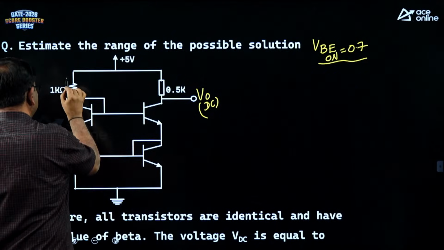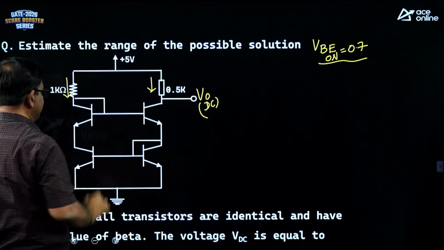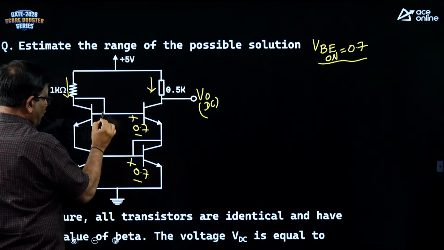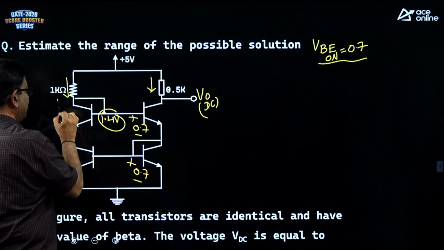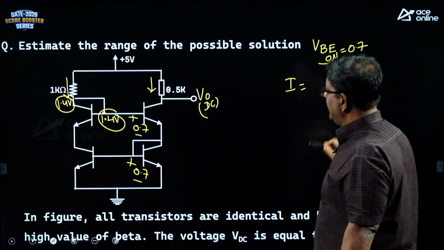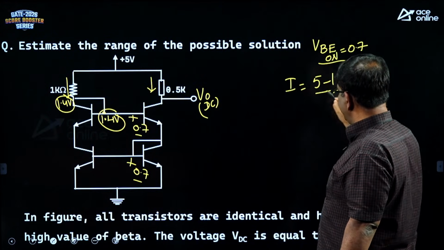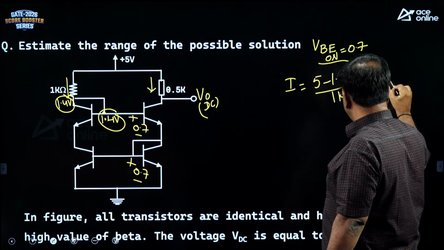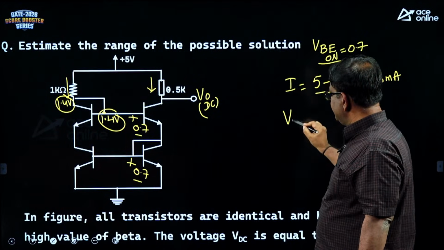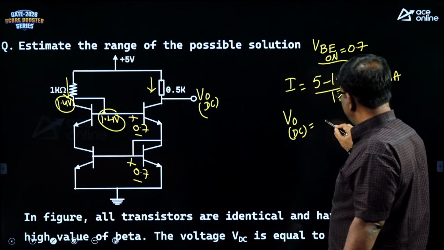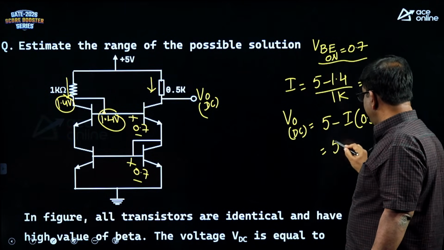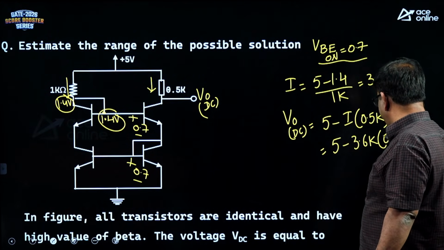In a current mirror, this transistor and this current both should be same. Here you can see there is 0.7 here and 0.7. So, the total voltage is going to be 1.4. So, what is this current I? The current I is 5 minus 1.4 by 1K. It is around 3.6 milliamp. So, these two currents should be same. So, now you can find your V0 DC. V0 DC is simply equal to 5 minus I into 0.5K.